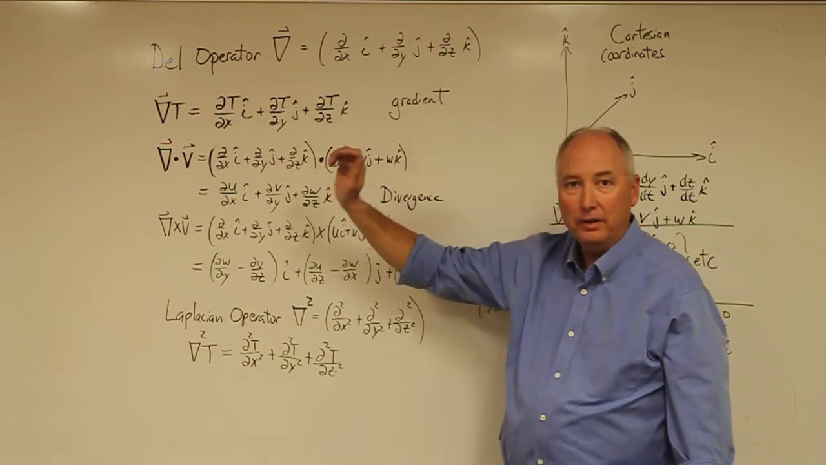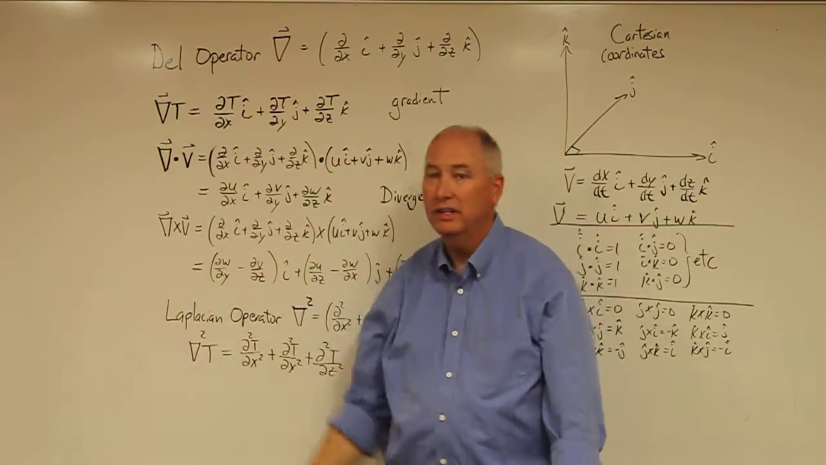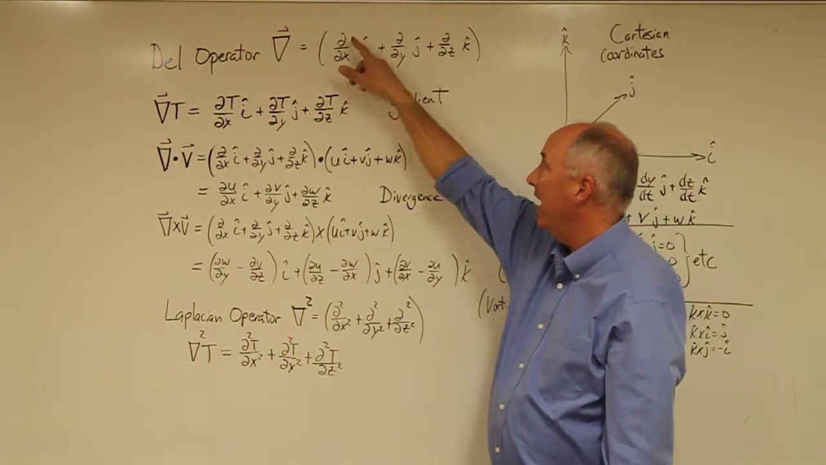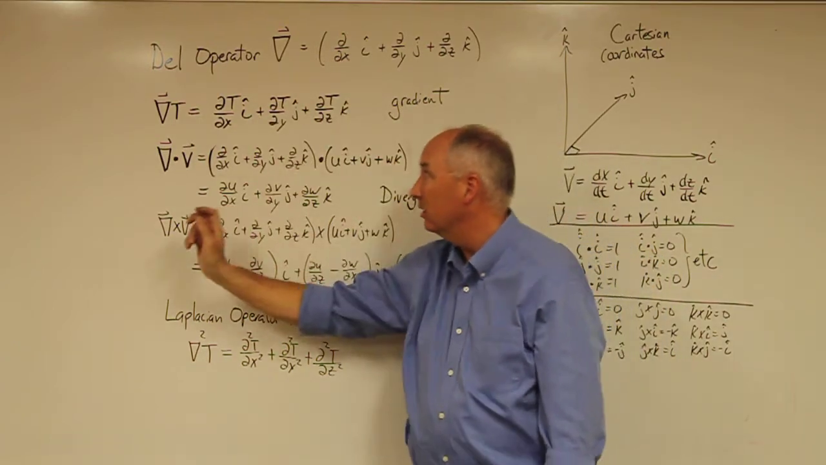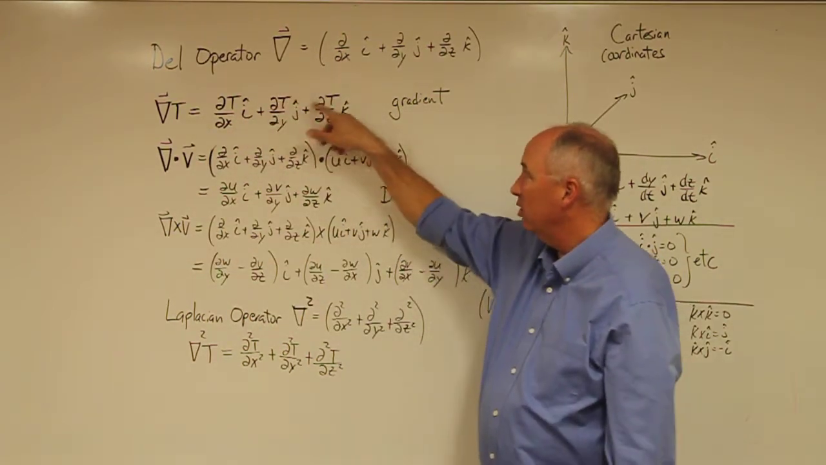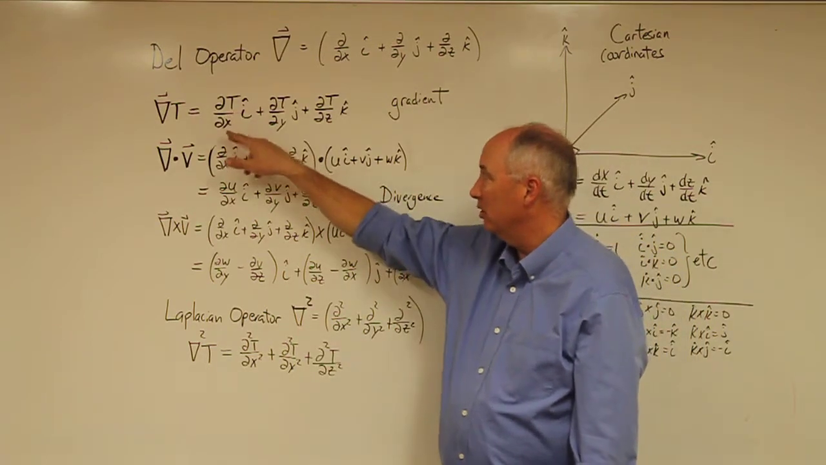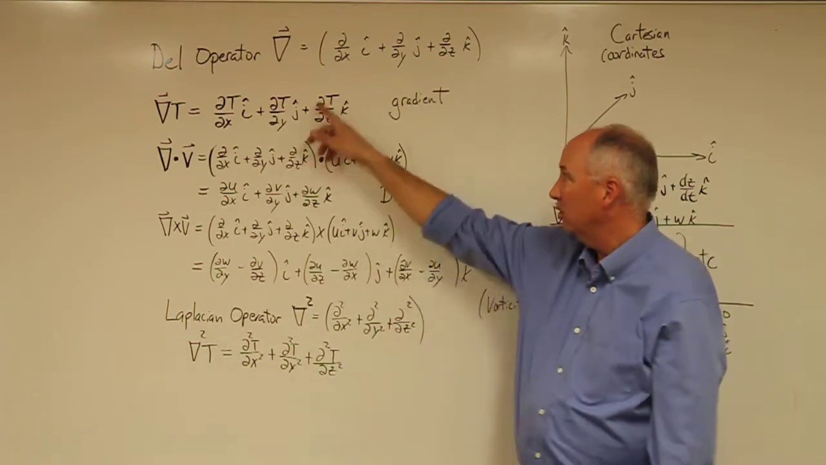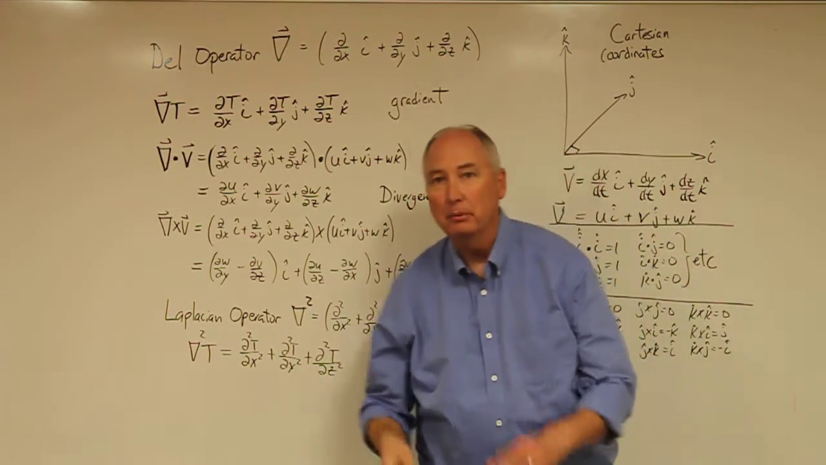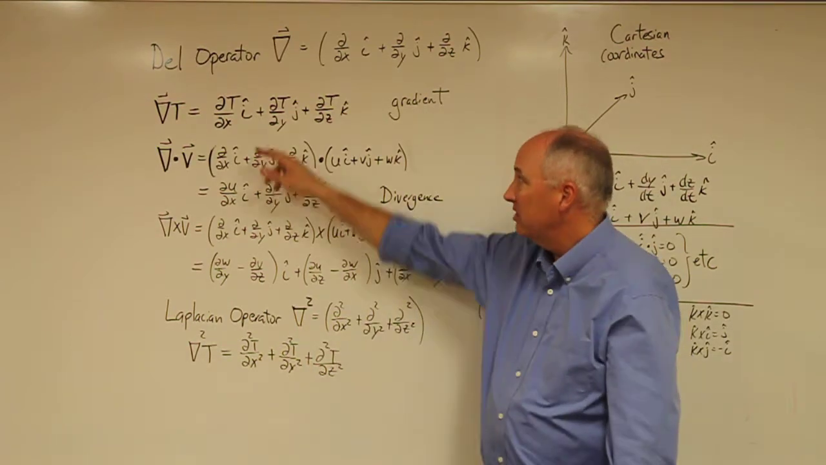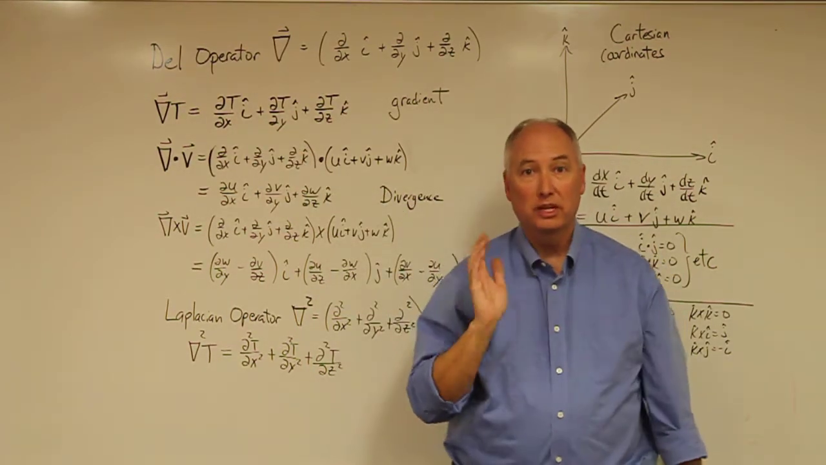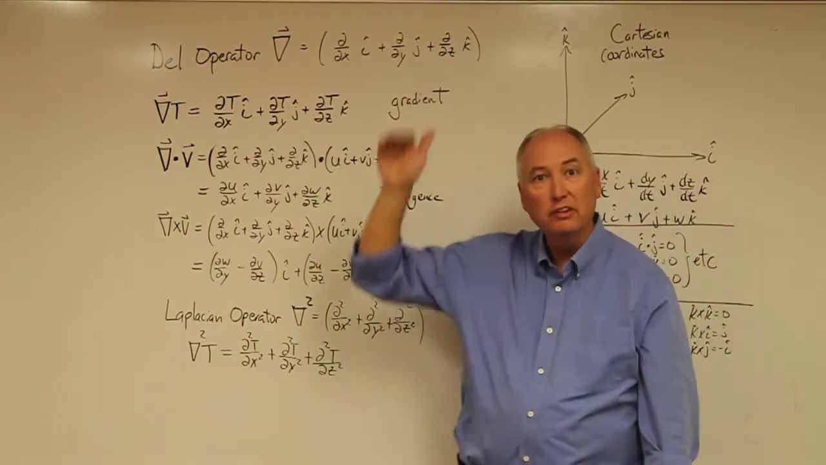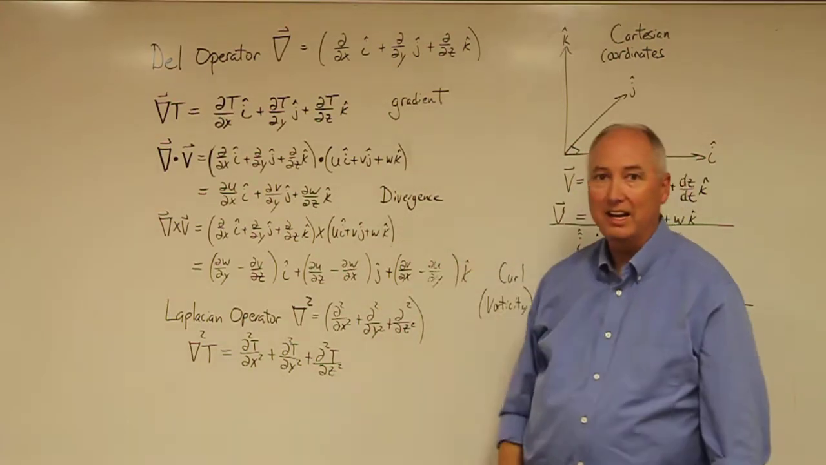So if we take this del operator and we apply it to a scalar, in this case temperature, you basically have to take each of the individual terms and operate it on that scalar. So you just put the T in each one of the operations, and you'll end up with partial T over partial x in the i hat direction, plus partial T over partial y in the j, and partial T over partial z in the k hat direction. And we refer to this as the gradient. It's how does the temperature change in the east-west direction, how does the temperature change in the north-south direction, and how does temperature change in the vertical direction. And once again, we refer to that as the gradient.